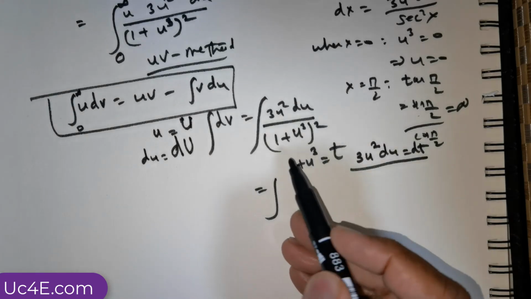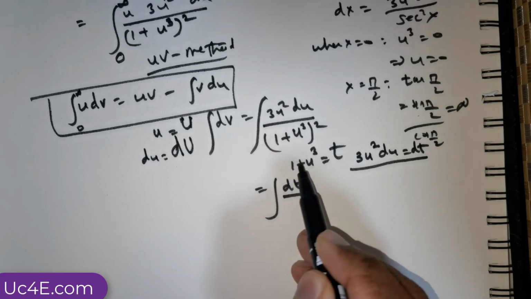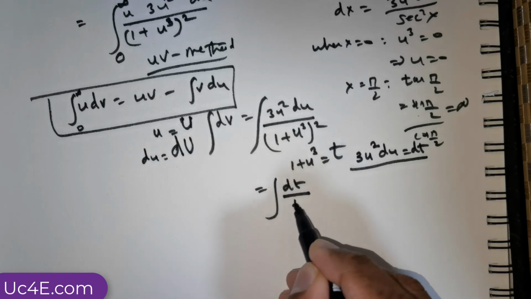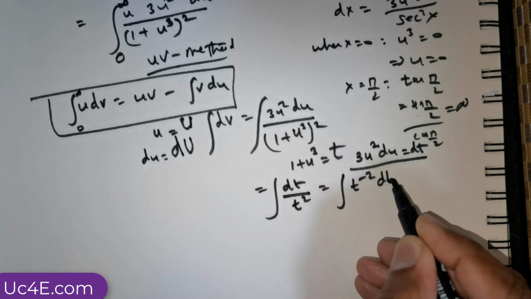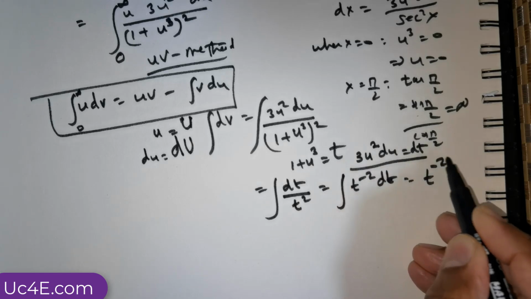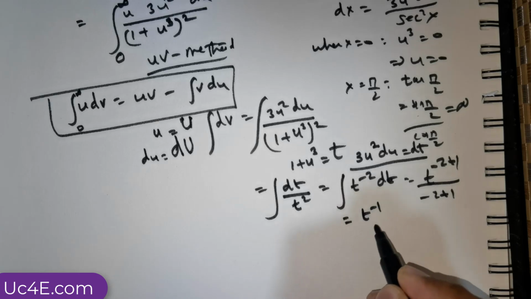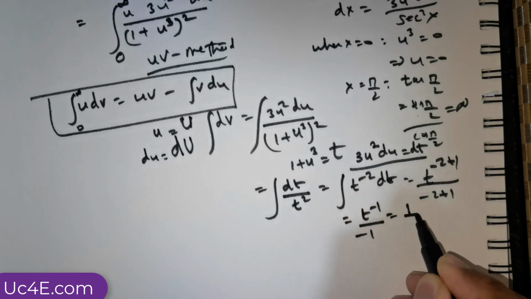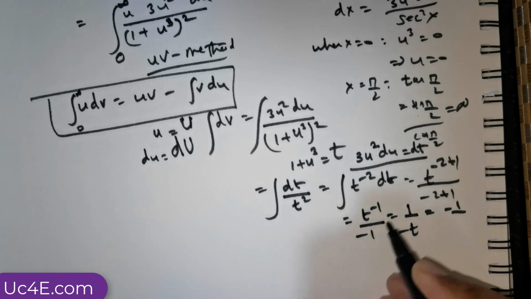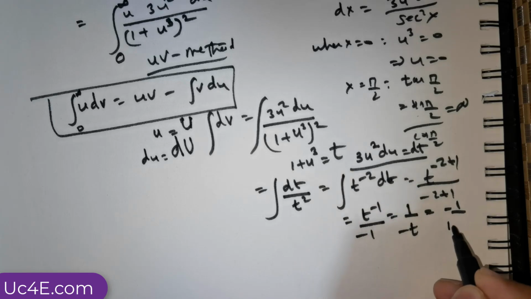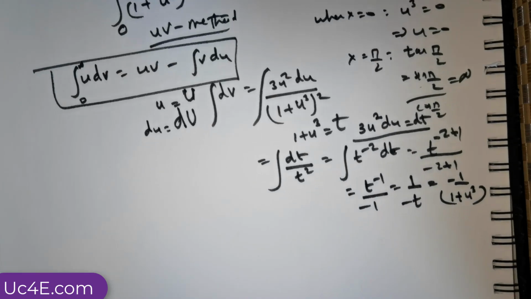So if I were to substitute 3 times u squared du, this is going to be dt divided by, in place of 1 plus u cubed, t raised to the power of 2. This can be rewritten as t raised to the power of negative 2 dt. If I were to integrate this, t raised to the power of negative 2 plus 1 divided by negative 2 plus 1, which is nothing but t raised to the power of negative 1 divided by negative 1, which is nothing but negative 1 over t, and in place of t, I have to substitute 1 plus u cubed, right?